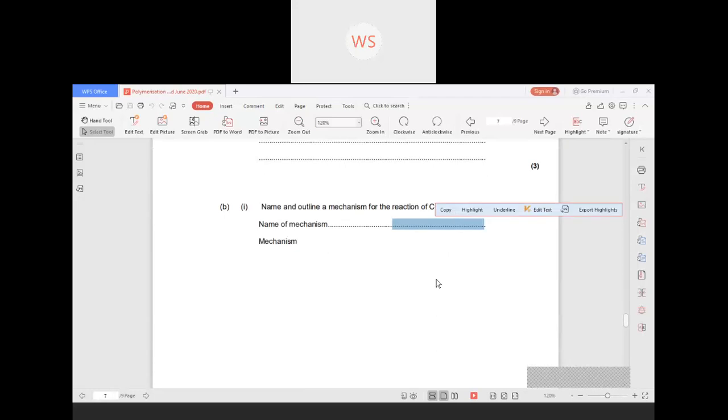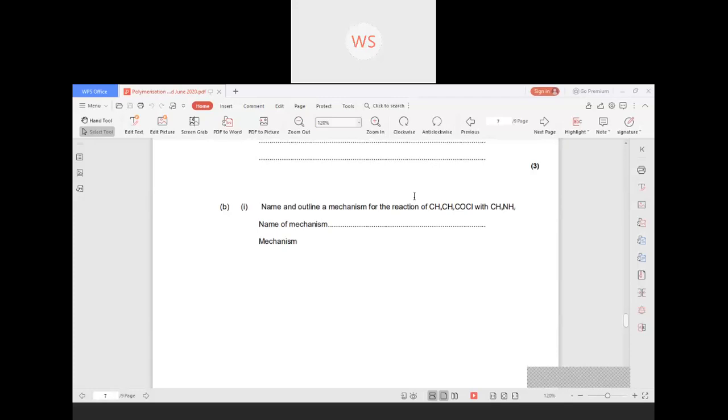For this one, the mechanism between propanoyl chloride and methylamine. Esterification? No. Condensation? Esterification with acyl chloride? Hold on, this one is not esterification. Something feels wrong, because it's CO and NH, not CO. CONH becomes CONH and HCl.